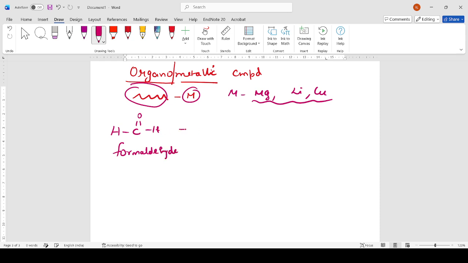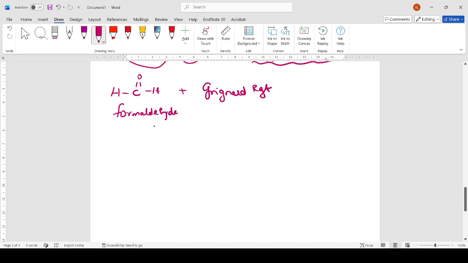To this, we are going to add Grignard reagent. We are going to understand what's going to happen. So basically, let us understand now what is Grignard here. Let us synthesize Grignard.